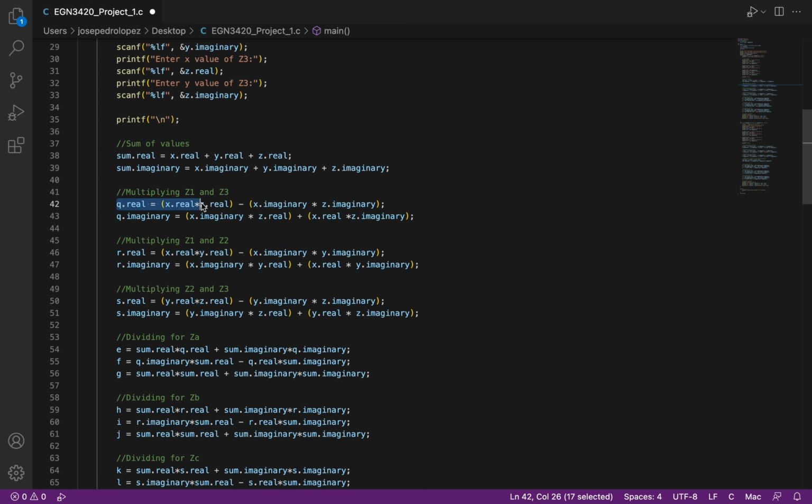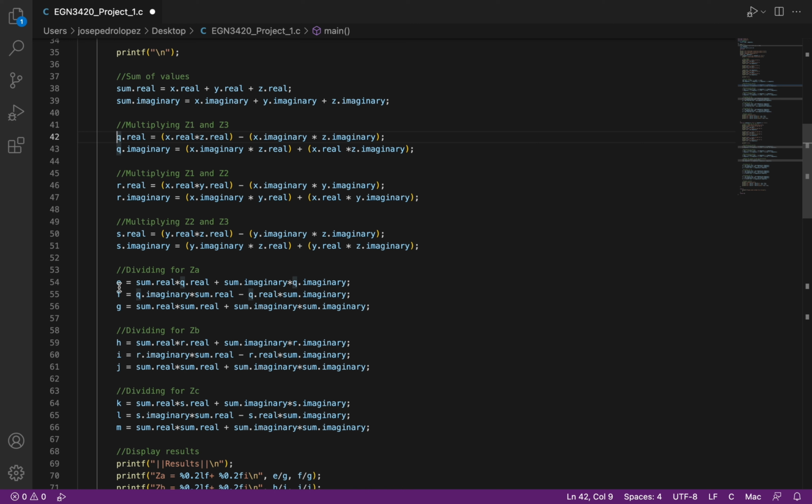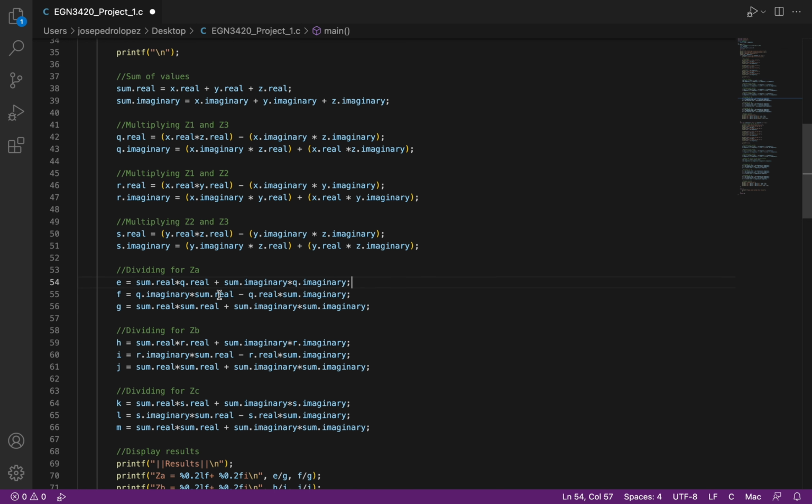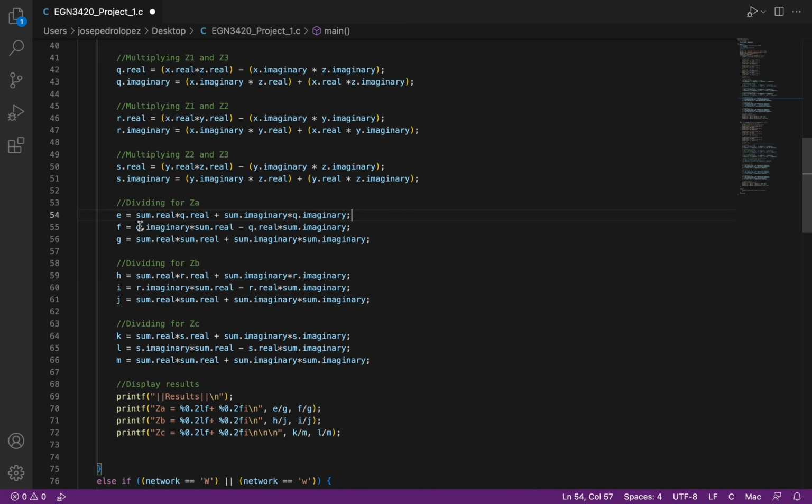The top part right here will be the real part of the product answer, and the bottom part will be the imaginary part of the product answer. And this will be the same for all 3. And so this is when I use the Q, R, and S to help me make it easier. And this is where the double variables come into play, because I will be using them to help me divide in order to get the final answer.